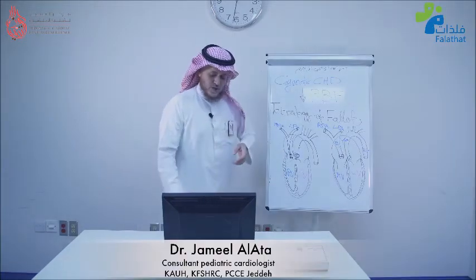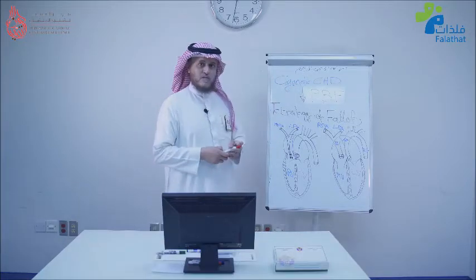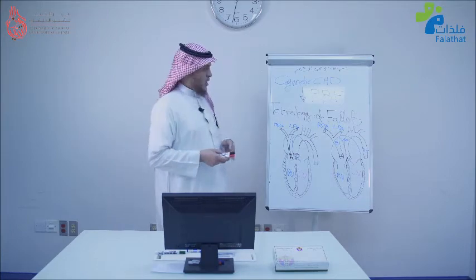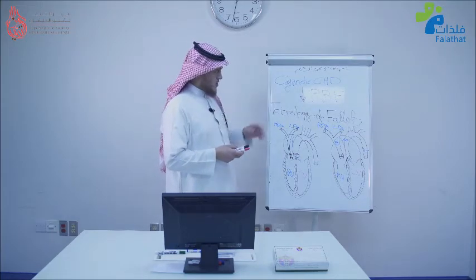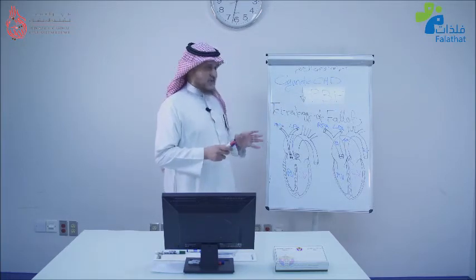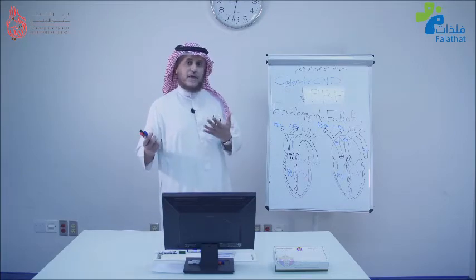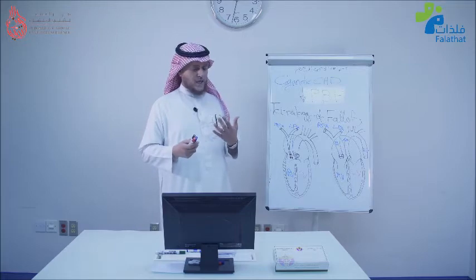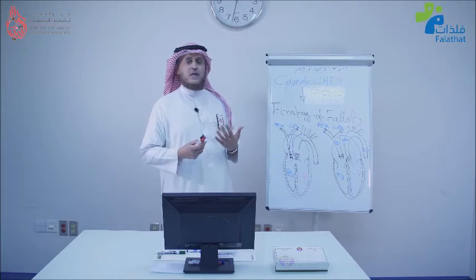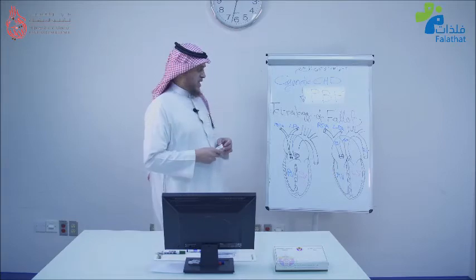Okay, so we just have finished the cyanotic congenital heart disease with increased pulmonary blood flow. The session now is to complete the other arm and give another example of cyanotic congenital heart disease with decreased pulmonary blood flow. So the lungs are not receiving the same amount of cardiac output like the left side. There is a difference. It's not like one cardiac output to the right side and one cardiac output to the left side. It could be less than 1 to the right side and more than 1 to the left side.